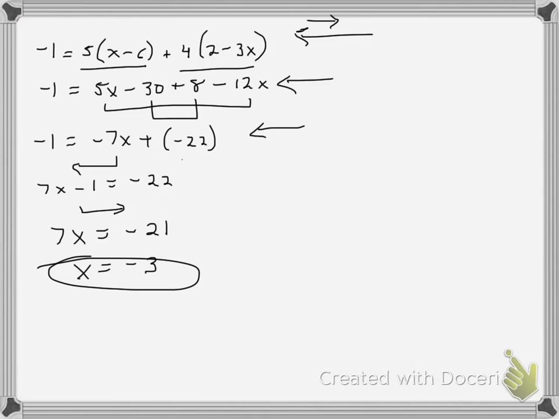I like to move my variable to the left. You could do this in reverse order in this particular case, but I like to be consistent. So I'll add 7x to both sides. I'll add 1. So you've got -22 plus 1, so -21, and I divide by 7, giving me -3.